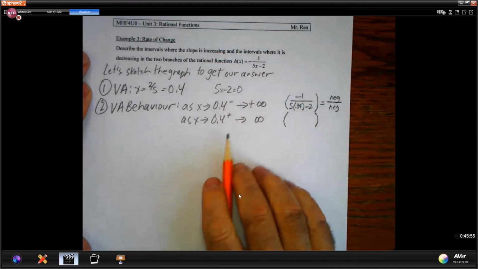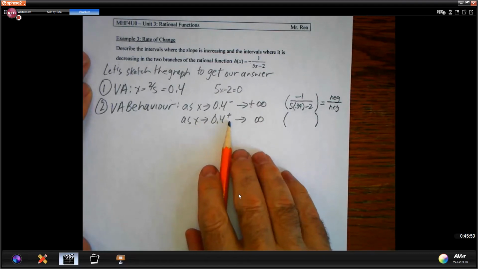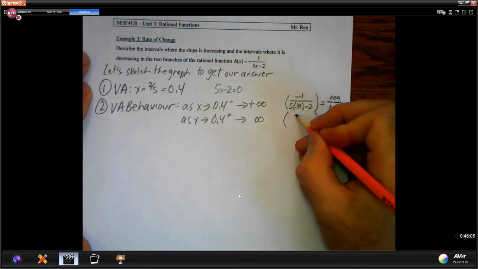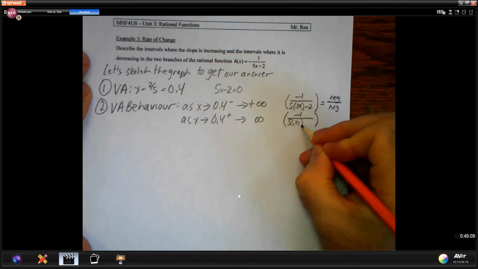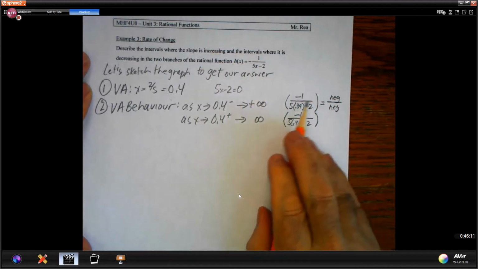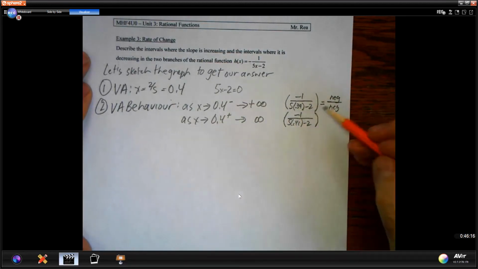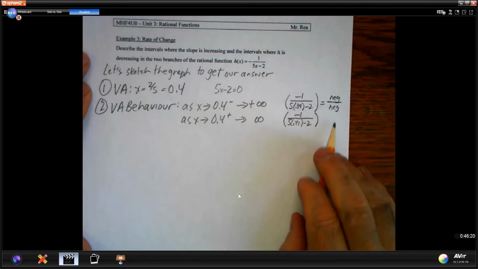Now to do this branch here, as x approaches 0.4 from the positive side, I'm going to use my test value of 0.41 because that's 0.01 higher than that. So this time it's negative 1 over 5 times 0.41 minus 2. And again, you don't have to show me this, but you do have to do this in your head or on a calculator to get the overall sign here.